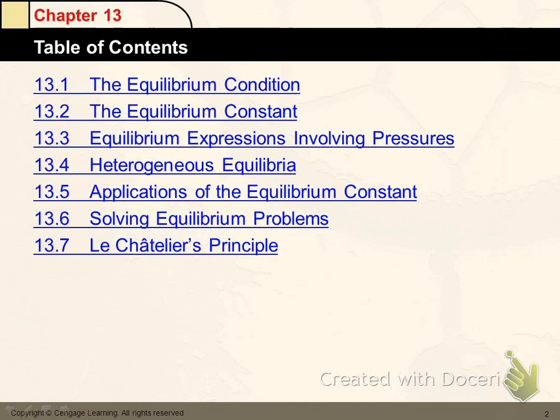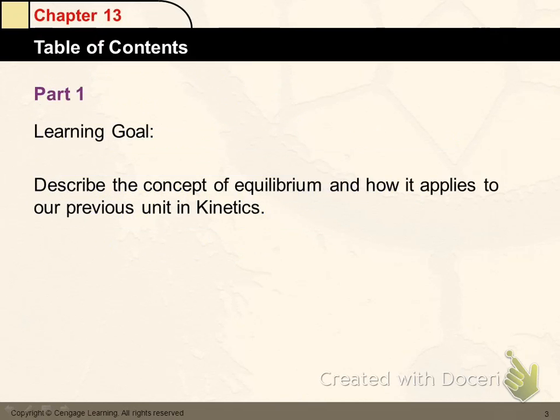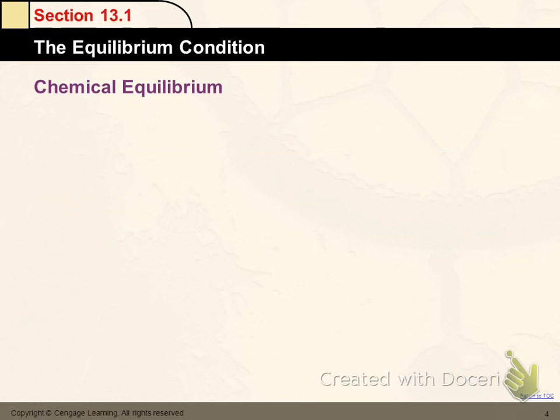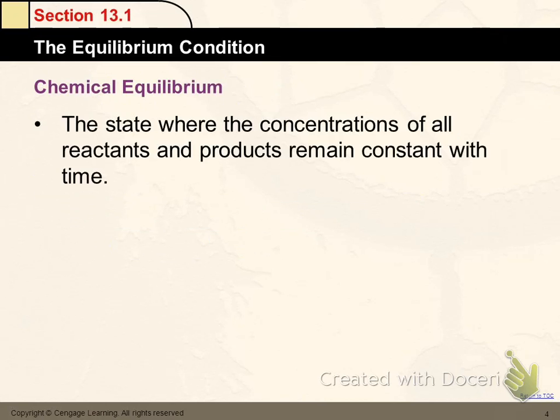Now, we're going to go ahead and start with the equilibrium condition. Our first learning goal is going to be to describe the concept of equilibrium and how it applies to our previous unit in kinetics. Now, if we can begin to make the connections, that will make our lives a lot easier when it comes to this. So, what exactly is chemical equilibrium? Equilibrium is the state where the concentrations of all the reactants and products remain constant with time.